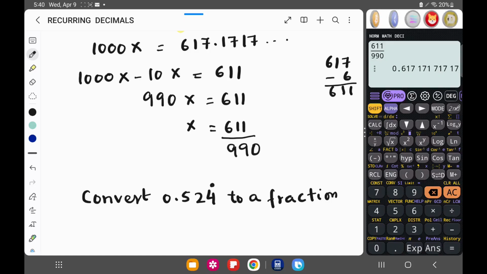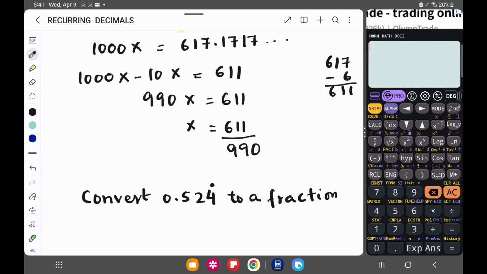Now it's another type of question, where two numbers are not repeating. For example, 0.5244444. In this question also we multiply by 1000 because there are three numbers. So let's try and solve this question together.